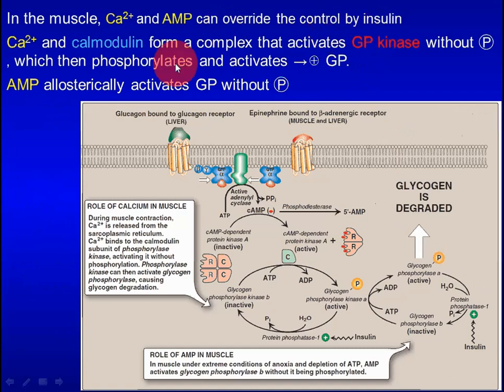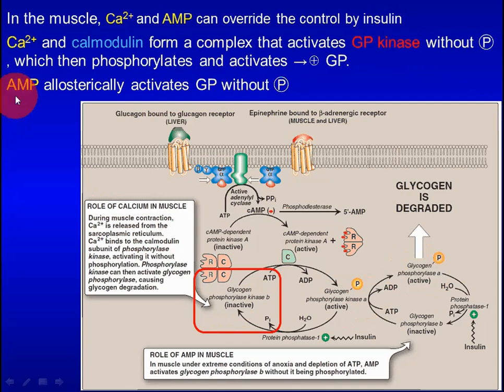Calcium and calmodulin form a complex that activates glycogen phosphorylase kinase. Here is glycogen phosphorylase kinase. This enzyme can be activated by the calcium and calmodulin complex without phosphorylation. Upon activation, this enzyme can phosphorylate glycogen phosphorylase and make it active.